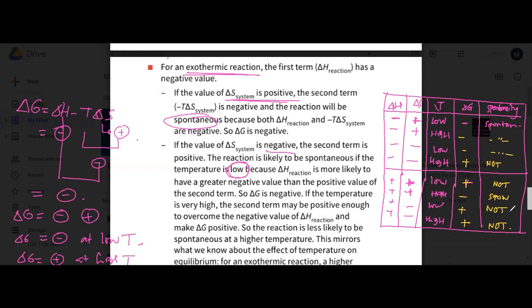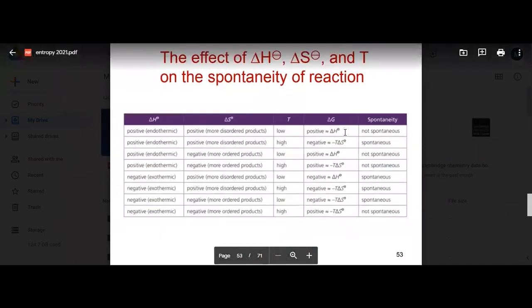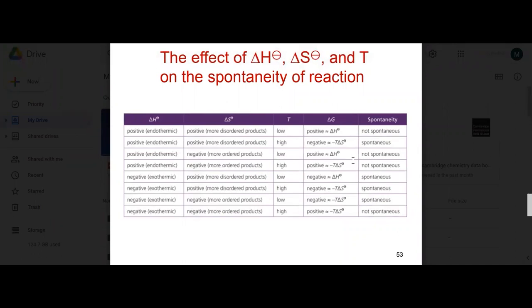So you can see here that in exothermic reactions, spontaneity always occurs except at high temperature and negative value of entropy. Only this is non-spontaneous. But in endothermic reactions, only with positive, positive, and high temperature does the reaction occur spontaneously. So exothermic reactions are more likely to occur in nature compared to endothermic reactions, since there is only one condition that makes an endothermic reaction spontaneous. So this is the good table that we have just discussed.